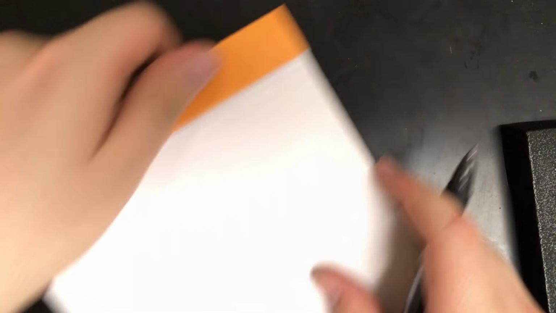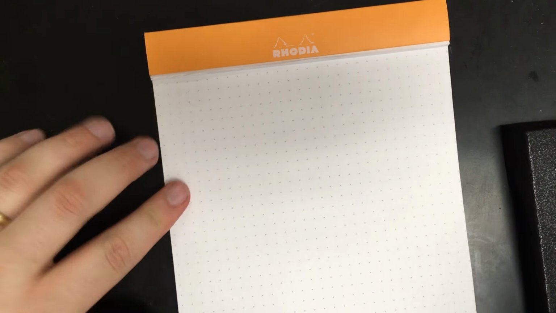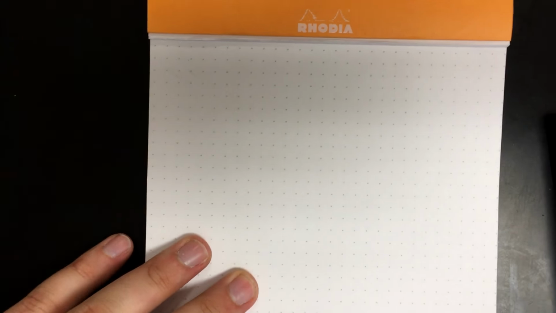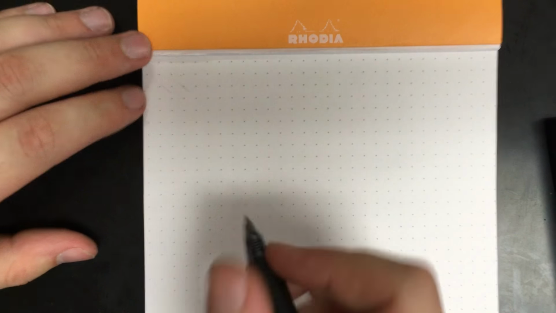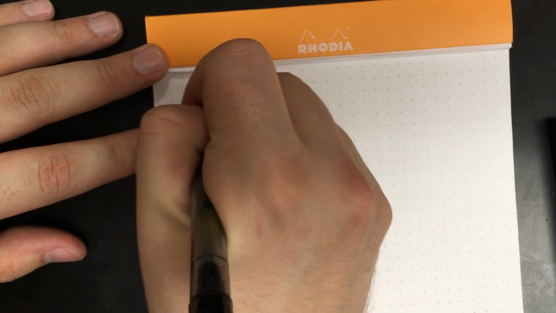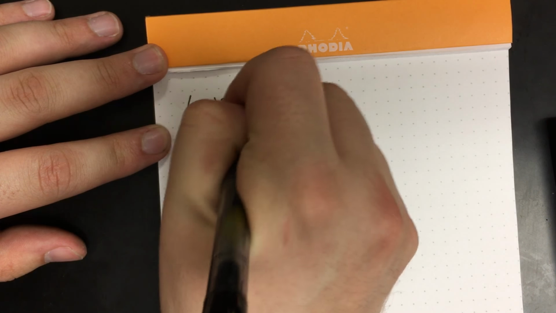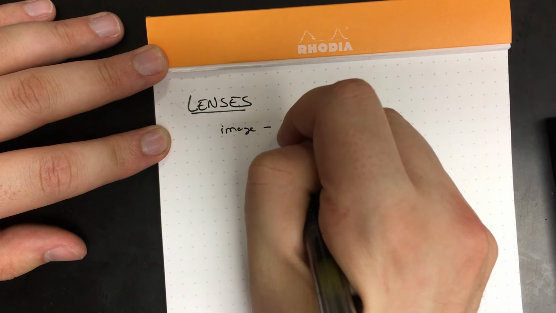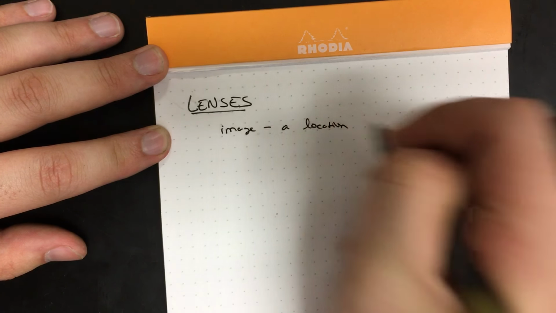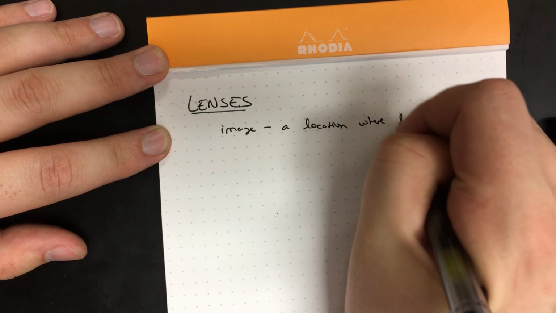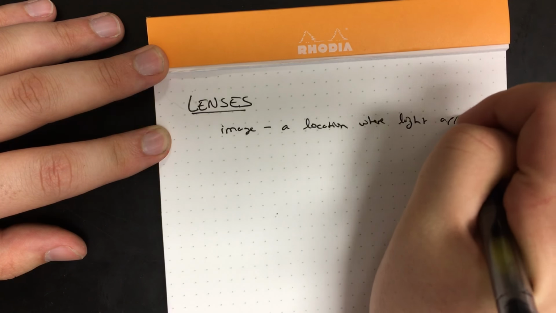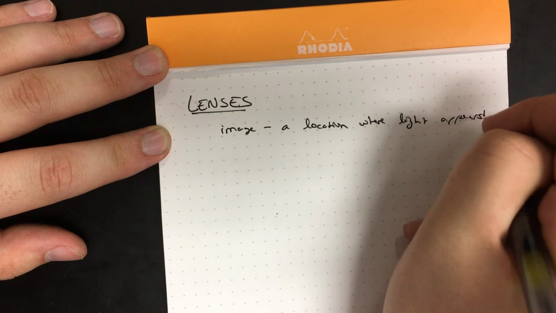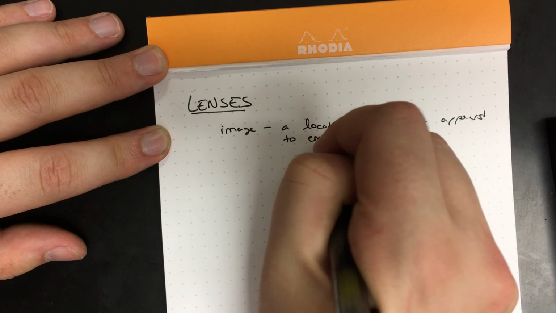Now, let's take a few notes real quick before you do your lab today. So when we talk about lenses, we have an image, which is a location where light appears to emanate from.